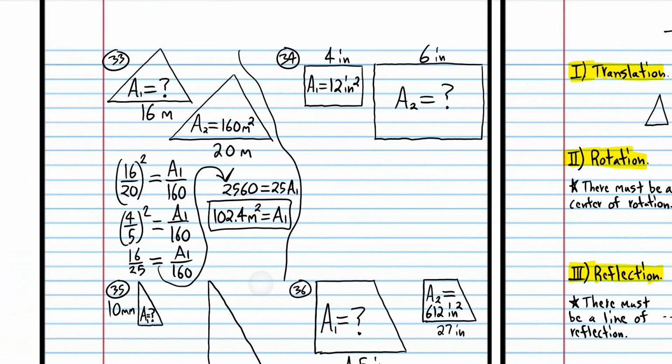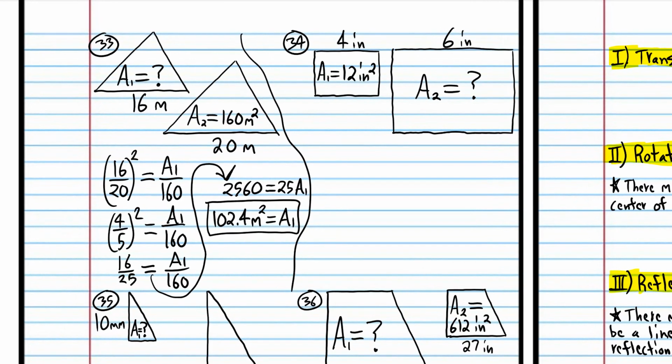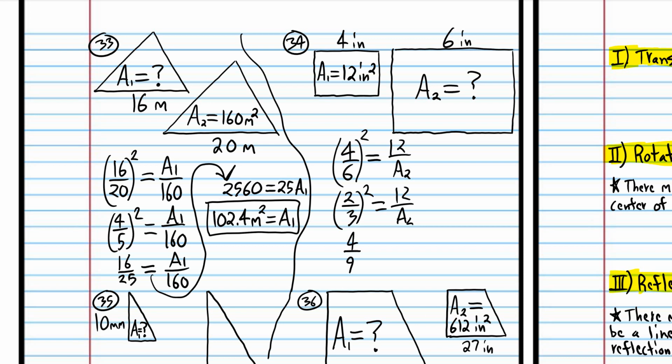All right, so now it's time for you to try. Go ahead and try number 34. And when you come back, we'll do it together. All right, we're back. 4 over 6 squared is equal to 12 over A2. We can reduce 4 over 6 to 2/3. And then square 2/3, and we get 4 over 9. 2 times 2 is 4. 3 times 3 is 9.